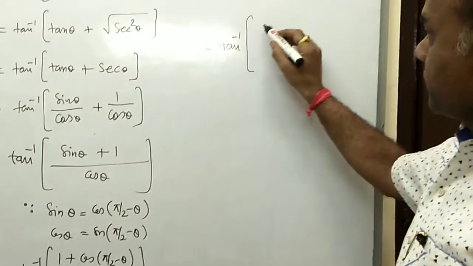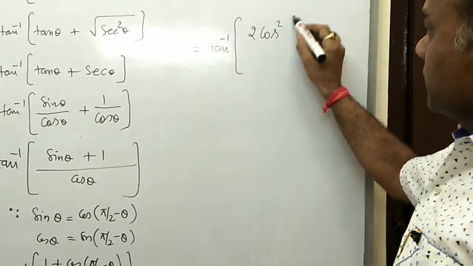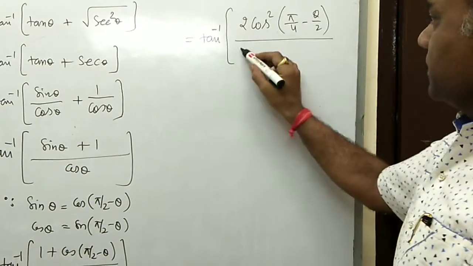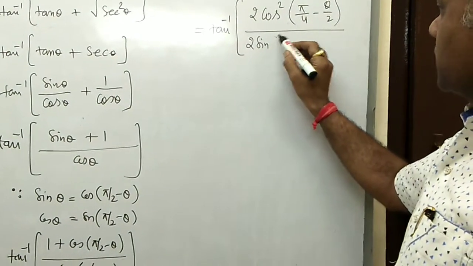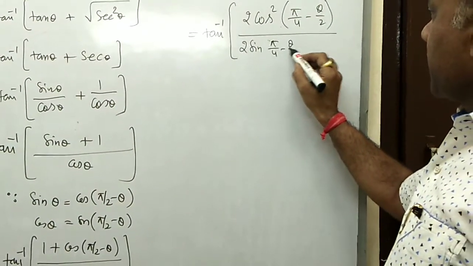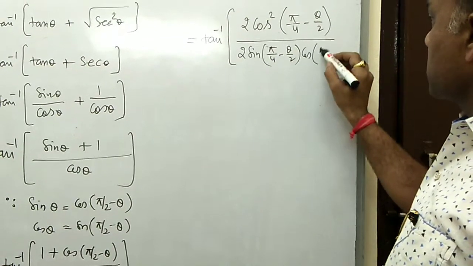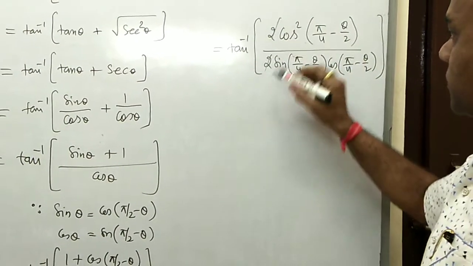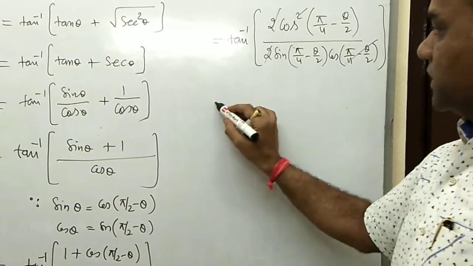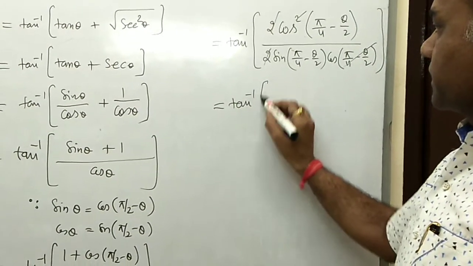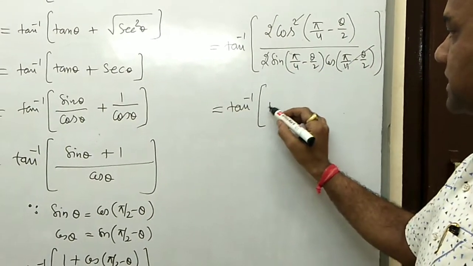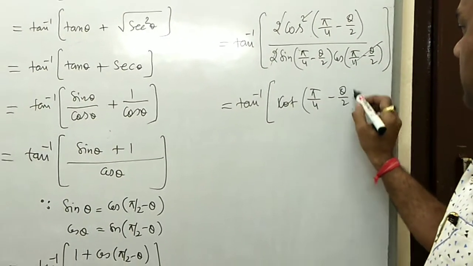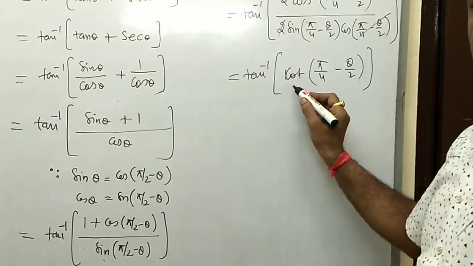of 1 plus, so your value 2 cos square pi by 4 minus theta by 2. And similarly the same in the denominator, 2 sine pi by 4 minus theta by 2 cos pi by 4 minus theta by 2. Okay, then 2 cancels out, 1 cos cancels out, so therefore tan inverse cos by sine, that is cot, so cot pi by 4 minus theta by 2. So now again tan inverse is outside, and the inside value is cot.